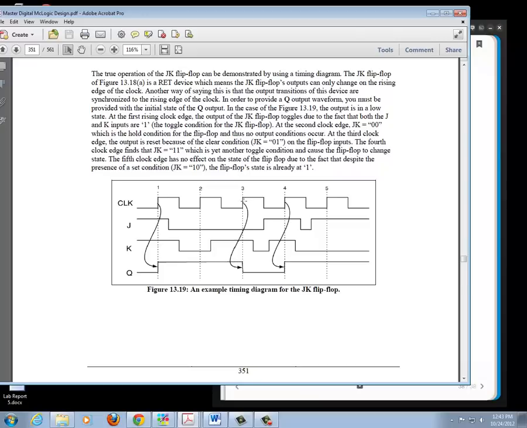Now evaluate at the next edge. J is 0, K is 1. That's the K for clear condition, so Q becomes 0. Hold 0. At the next edge, J is 1, K is 1. That's the toggle condition, so we go up. We toggle whatever Q was, and we hold the 1. This is J is 1, K is 0. That's the set condition, which means the output is going to be a 1. So that's the JK flip-flop.